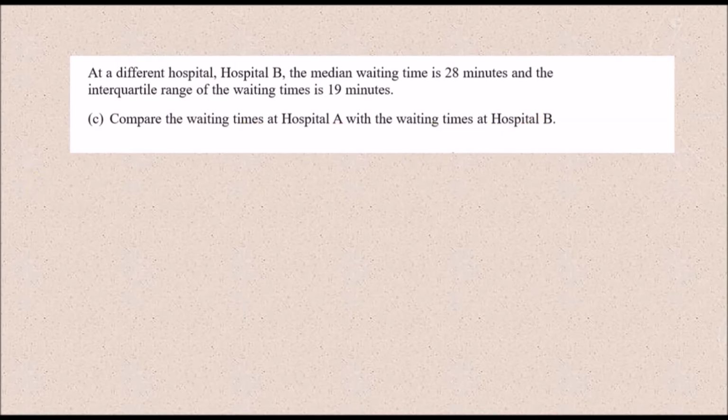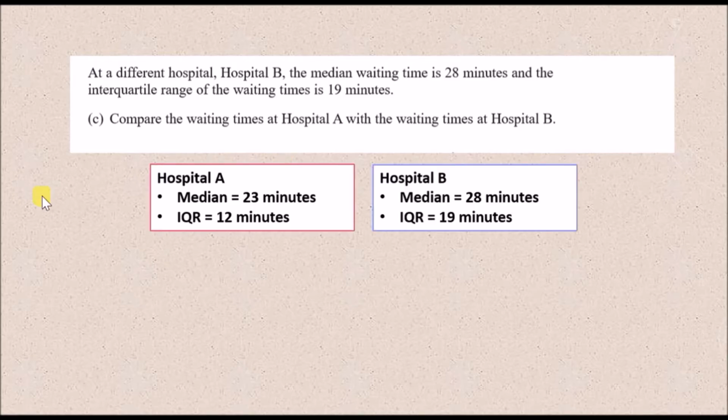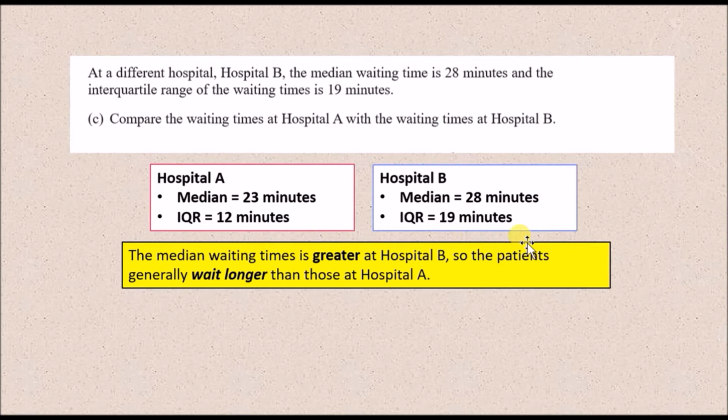Now, it's better if you just write up both of them down. So what I did, I just boxed them both so I can directly compare them. Now, when you compare the median and IQR, it's better to compare them from an actual context. So in this case, we're dealing with hospitals, waiting times, and patients. So for the median, what I wrote here is that the median waiting time is greater at hospital B because 28 is bigger than 23. So technically, what that tells us is that the patients generally wait longer than those at hospital A. Makes sense because median deals with average waiting time.